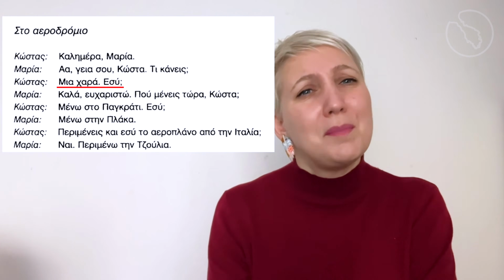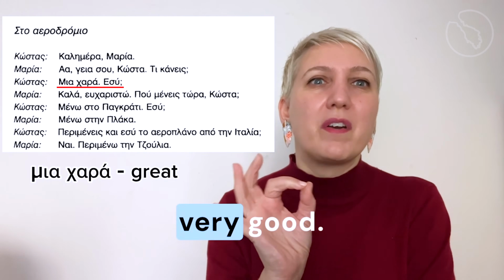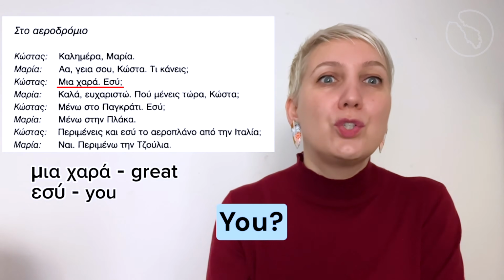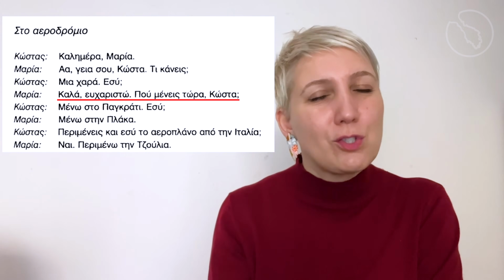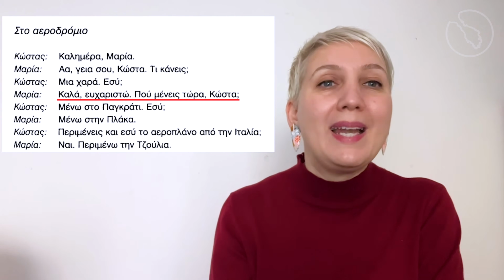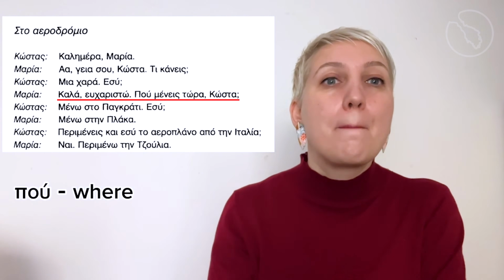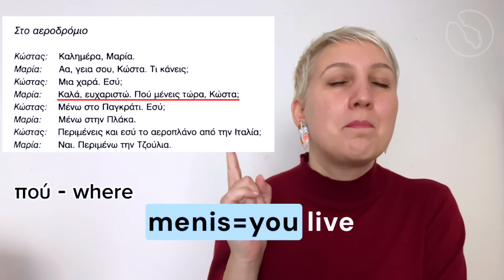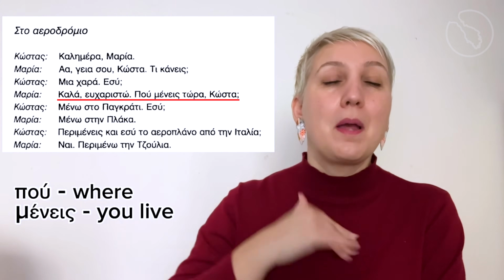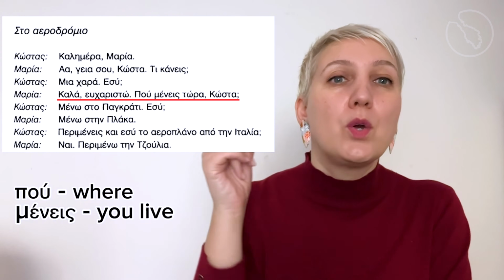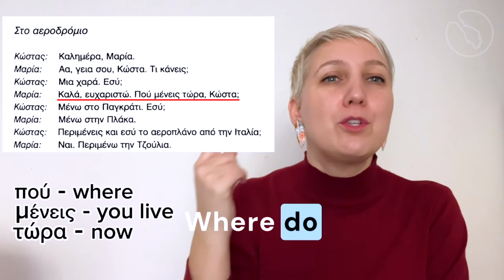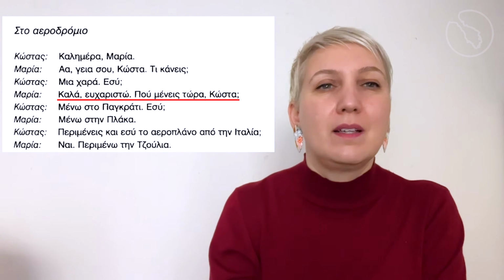And Costa says μια χαρά. It means very, very good. Wow, great. Εσύ, you. Καλά, ευχαριστώ. Good, thank you. Πού μένεις τώρα, Κώστα? Πού means where. Μένεις, you live. Μένω, I live. Μένεις, you live. Where you live τώρα, now. Where do you live now, Κώστα?